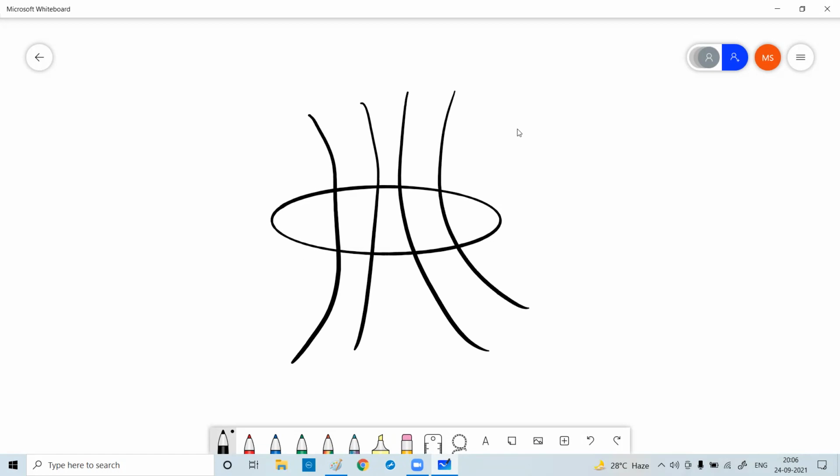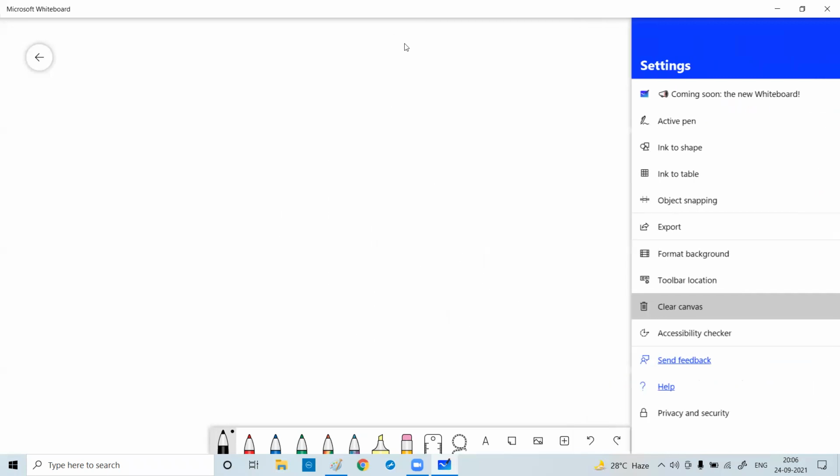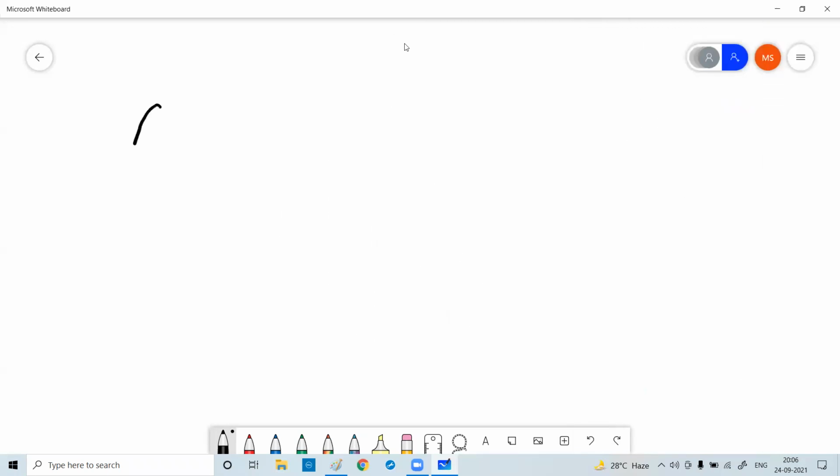Now we want to find out, if I have a point P, what is the magnetic field due to the current passing through this loop. So for this, we will consider a current carrying loop, a circle, where current is passing.